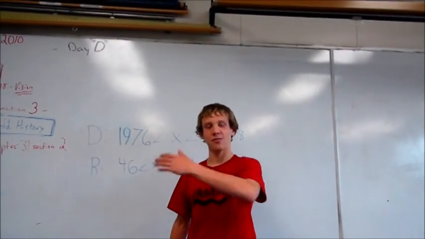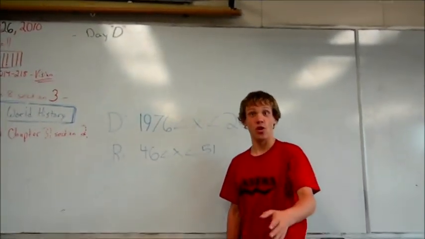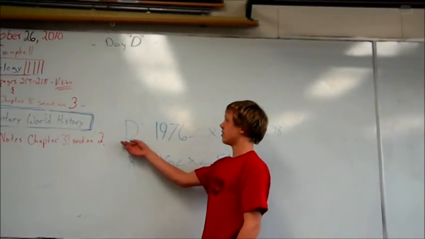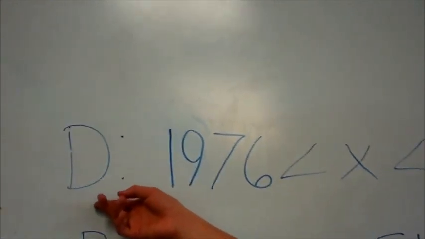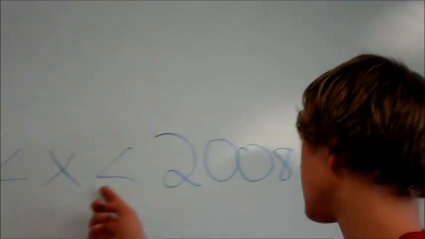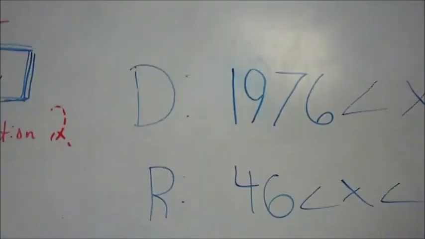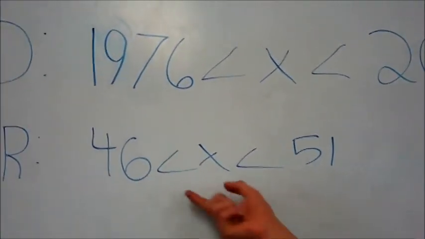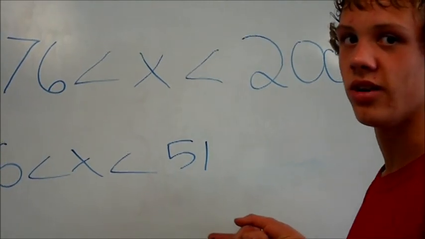And now to explain the domain and range of this equation, here is my field assistant, Fabio. Hello, I'm Fabio. The domain for this series of data is 1976 is less than x, which is less than 2008. The range for this data is 46 is less than y, which is less than 51.